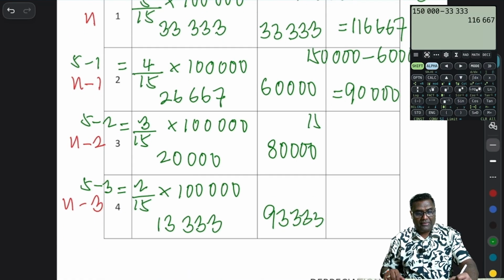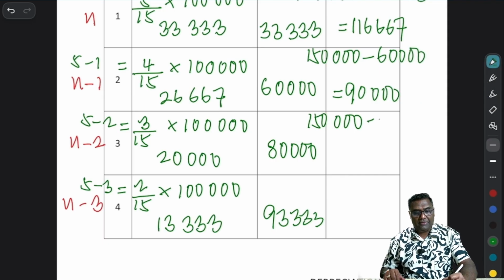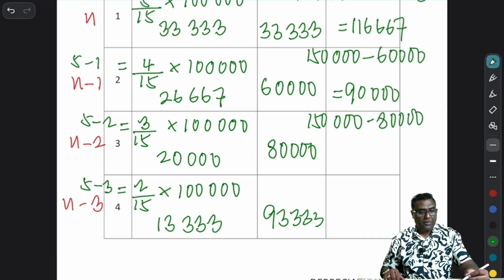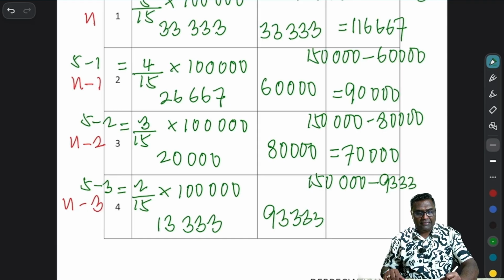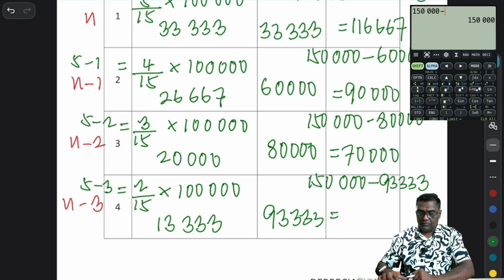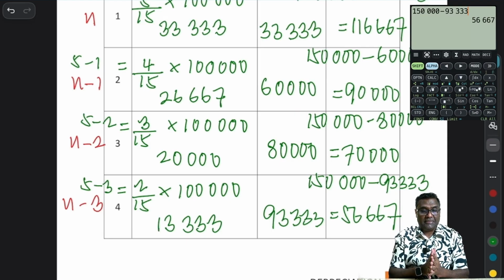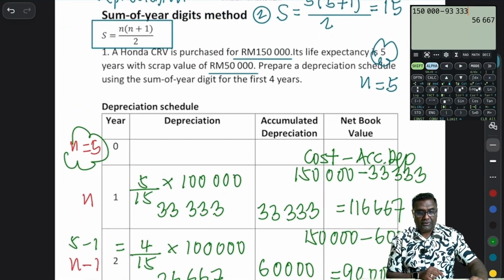Next, 150,000 minus 80,000. So you are going to get 70,000. Next, 150,000 minus 93,333. You are going to get 56,667. So this is how we calculate depreciation using the sum of the year digits method and the schedule for it, right?